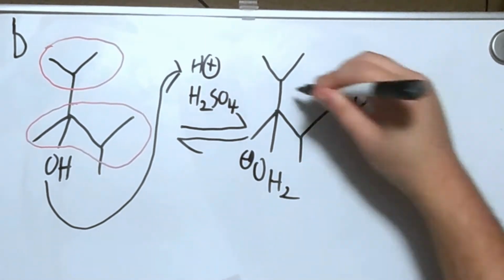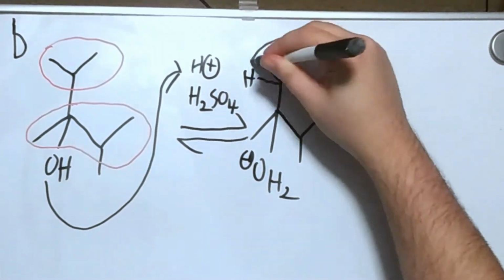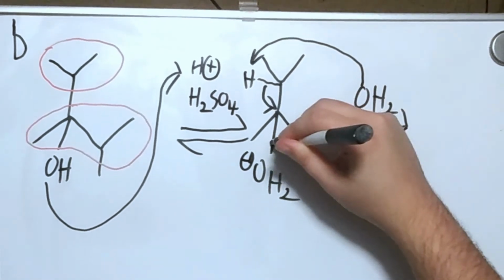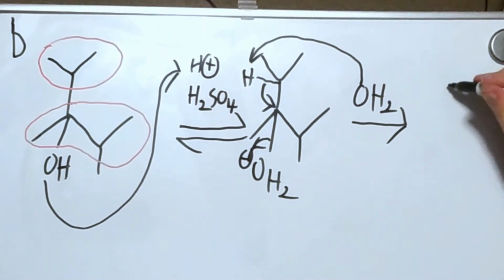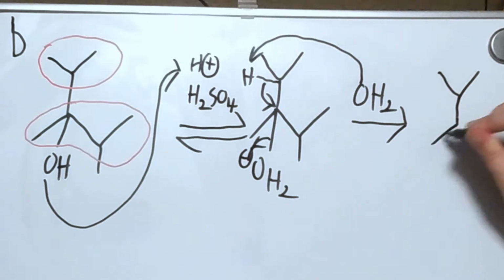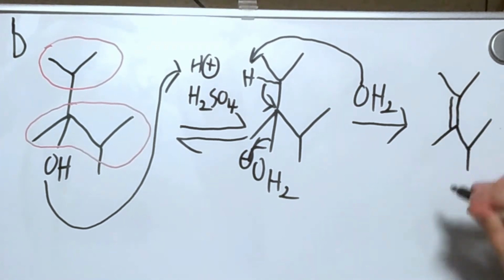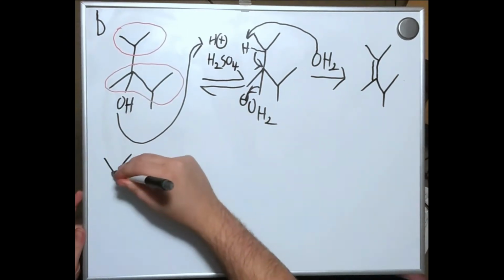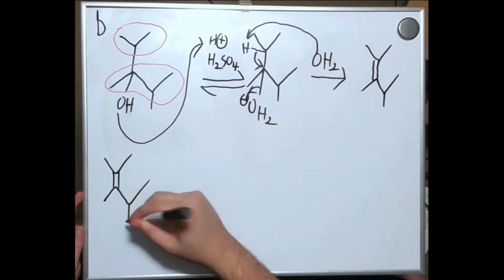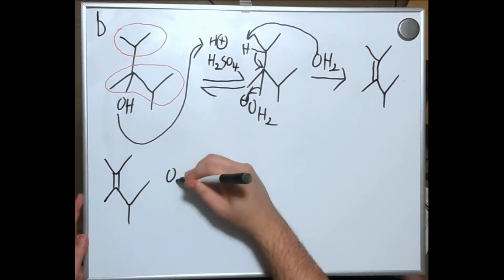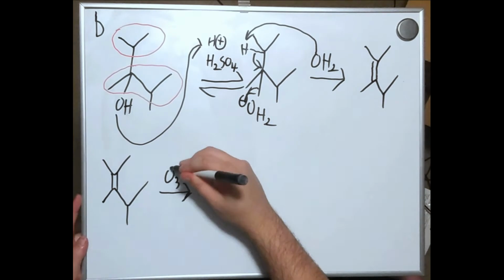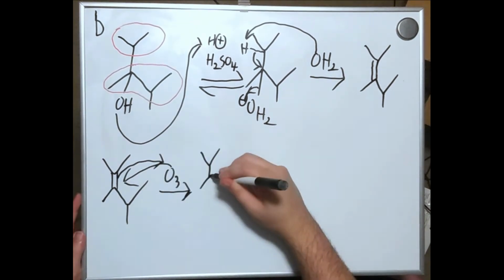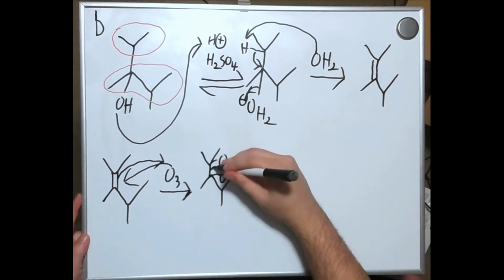With all the hydrogen atoms floating around freely, the alcohol will grab one and pop off. At the same time, a water molecule will grab a proton from a carbon adjacent to the new carbocation, and the leftover electrons will come to form a double bond. Now that that's done, we can perform ozonolysis to cleave the double bond.